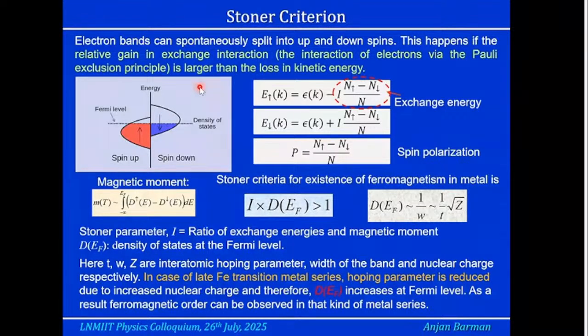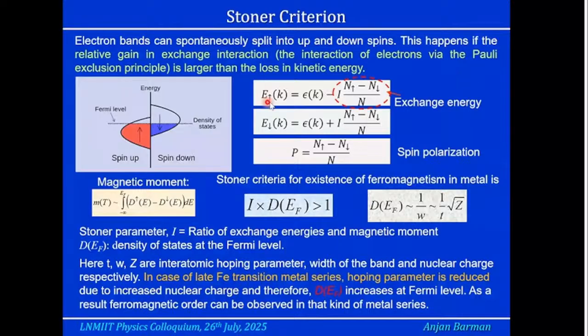Now this happens if the relative gain in exchange interaction, that is, the interaction of electrons via the Pauli exclusion principle, is larger than the loss in kinetic energy. So you have to have a competition between two energies. One is the exchange interaction energy, the other is the kinetic energy.